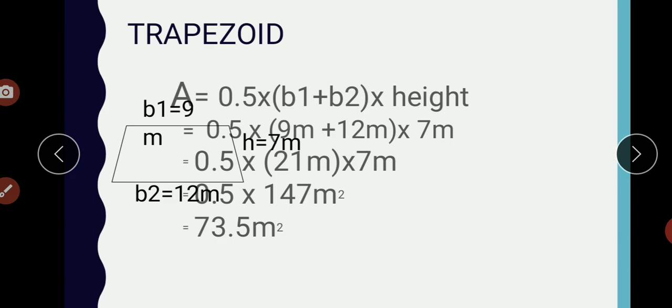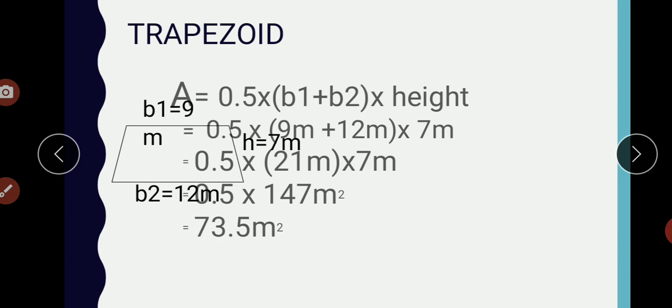In a trapezoid, the formula is area is equivalent to 1 half, or 0.5, times b1 plus b2, or base 1 plus base 2, times height. So that's the formula. Our base 1 here is 9 meters, our base 2 is 12 meters, and the height is 7 meters. So we have to add first base 1 plus base 2, which is 9 meters plus 12 meters. That will give us 21 meters.